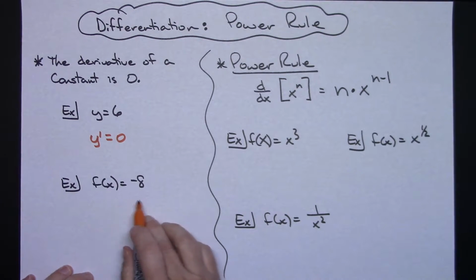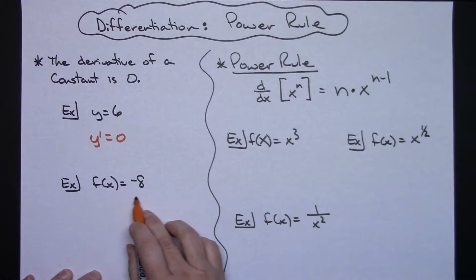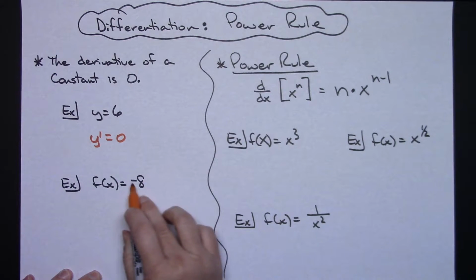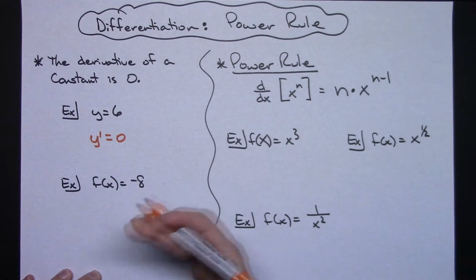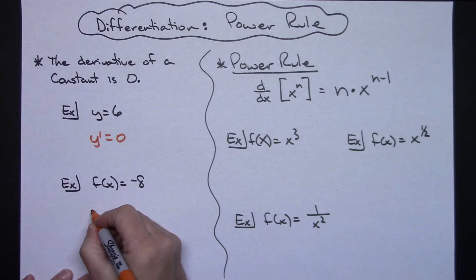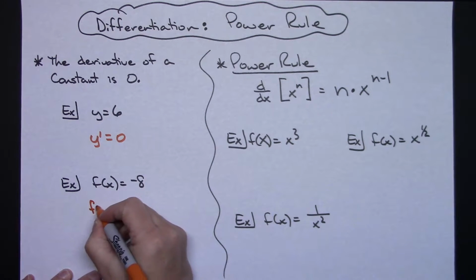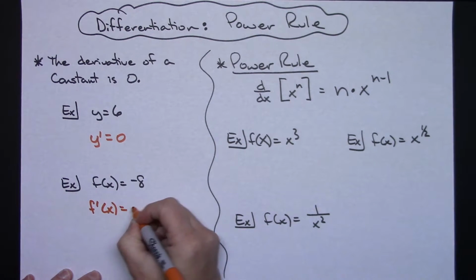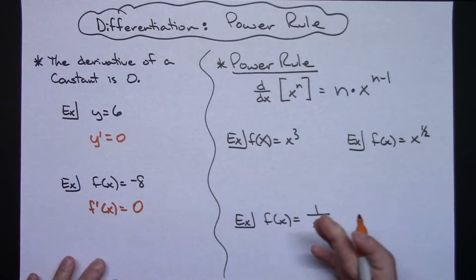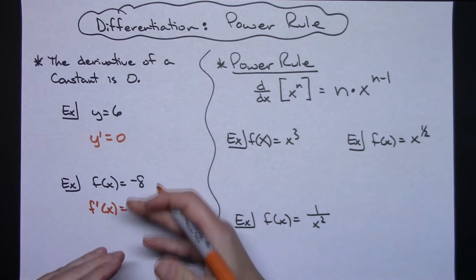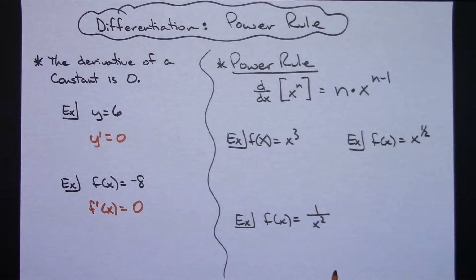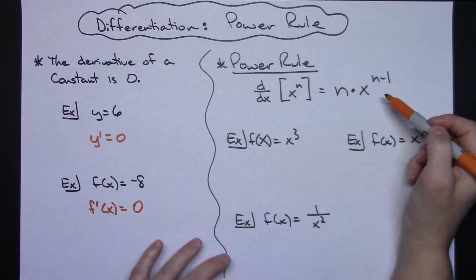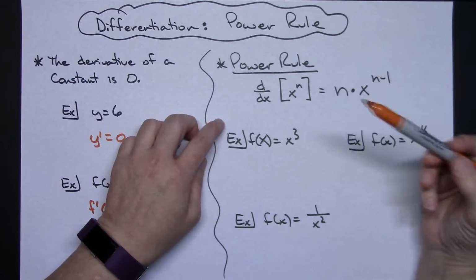Same thing here. If my function is f of x equals negative 8, well, negative 8 is a constant. So basically the derivative is 0, so it's going to fall out there. So again, showing that you've taken the derivative, f prime of x equals 0. If you were working it out in a polynomial equation, basically it would drop out because you wouldn't want your plus zeros in there. Okay, now to take a look at the power rule here.